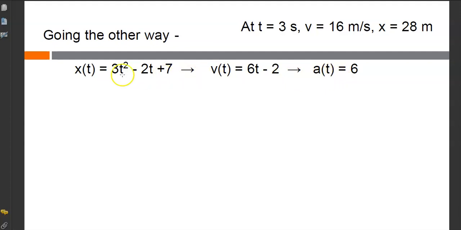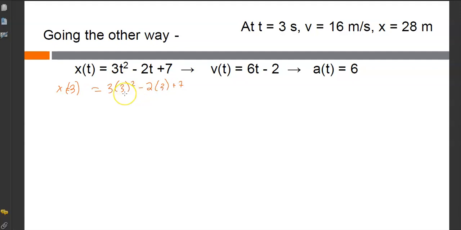Sometimes the problem will say, well, here's a position as a function of time. I'd like to know what the position is after 15 seconds, after 3 seconds, whatever the number is, right? See how it's real easy to just come in here and say, well, fine, x equals x at 3. And I could just take the 3 and put it in there. I'd have 3 times 3 squared minus 2 times 3 plus 7.